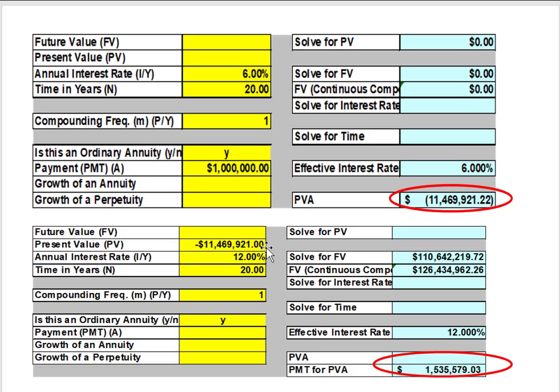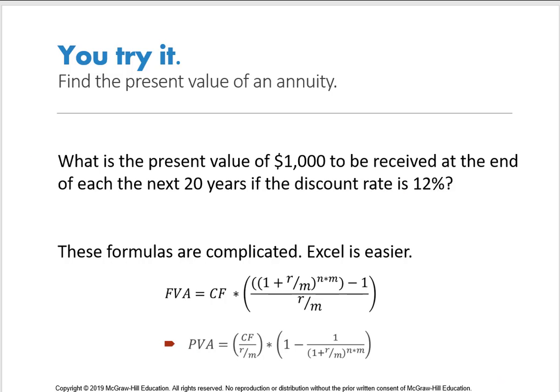If you took the lump sum and you could invest it at 12%, how much could you withdraw per year? That now is asking us to solve for a payment. The present value, you'd invest the 11,469, right? You're going to earn 12%, 20 years, once per year. So the payment that you would receive, you would be able to withdraw 1.5 million. So would you rather get 1.5 million or would you rather get $1 million? Hopefully you know the answer to that question.